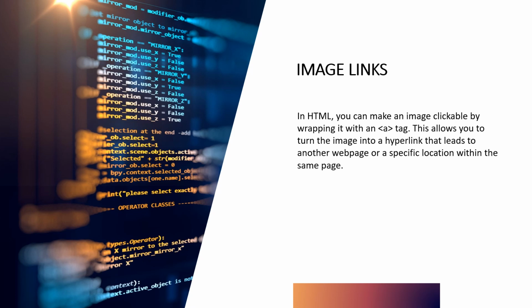Employing image links is not only practical for improving user navigation but also provides a visually intuitive way to guide users to specific content or actions. It's important to include the descriptive alt tags within the image tag for accessibility, ensuring that users with screen readers receive meaningful information about the linked image. Overall, image links seamlessly merge the visual and interactive aspects of web design, contributing to a more engaging and user-friendly online experience.